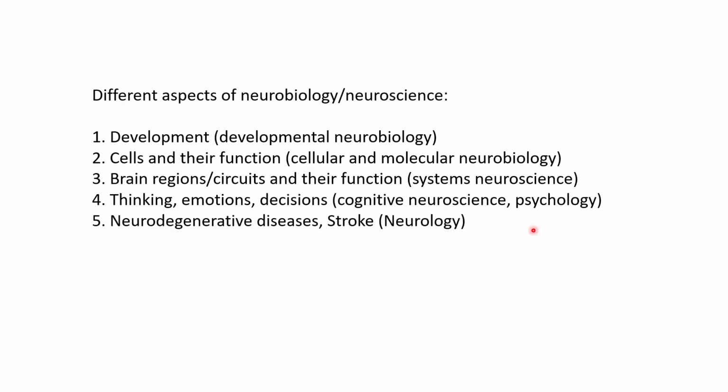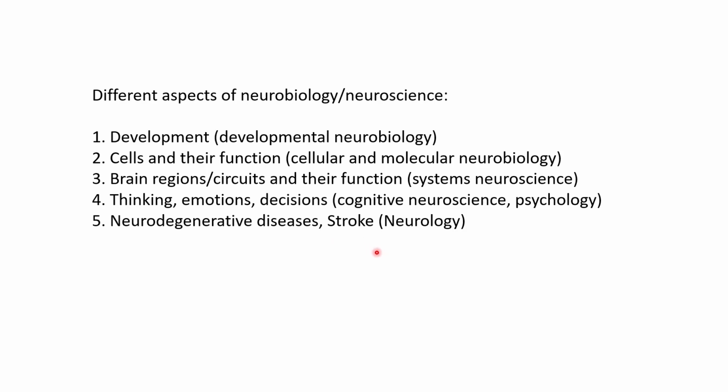One may also approach studying the brain from the angle of diseases. There are several neurodegenerative diseases in which parts of the brains or certain cell types in the brain become defective or they start to die. For example, Alzheimer's disease or Parkinson's disease or stroke, and this comes under the field of neurology. So this is a medical specialty, and neurologists try to study the disorders that involve damage to different parts of the brain.